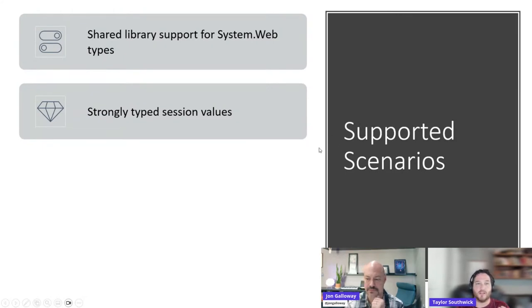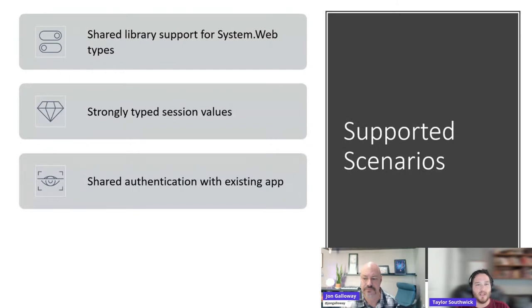We also support strongly typed session values. One of the differences you note as you go from Framework to Core is that HttpContext.Session goes from being a string-object key pair system to being a string-byte array, which you can totally handle yourself if you want, but it becomes difficult if you scale it out to a lot of usages of this. And so we provide mechanisms to continue using that string-object session type. We also provide some scenarios to support shared authentication with the existing app. So this way you can add a new application and continue using your Framework authentication with your new ASP.NET Core application as you start getting that rolled out in your environment.